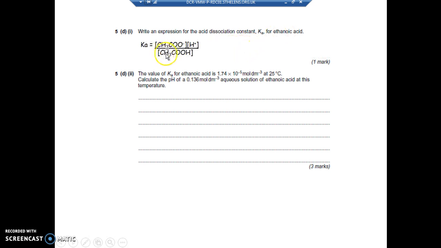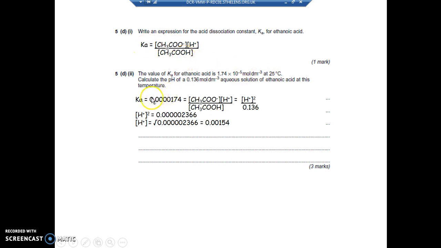We know that ethanoic acid is CH3COOH, and when any acid dissociates it makes H plus, and whatever's left over, CH3COO minus. So the acid dissociation constant is these two things divided by the concentration of the ethanoic acid. Ka for ethanoic acid is 1.74 times 10 to the minus 5. That's that value there, and I've simplified it.